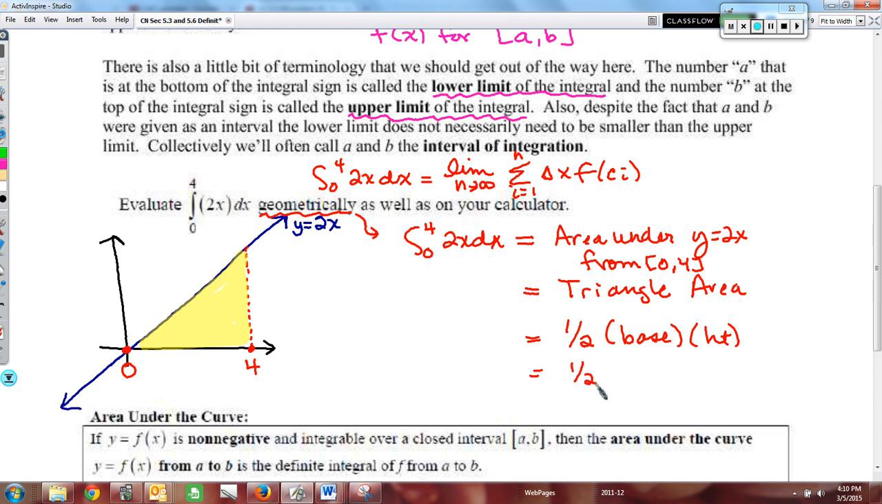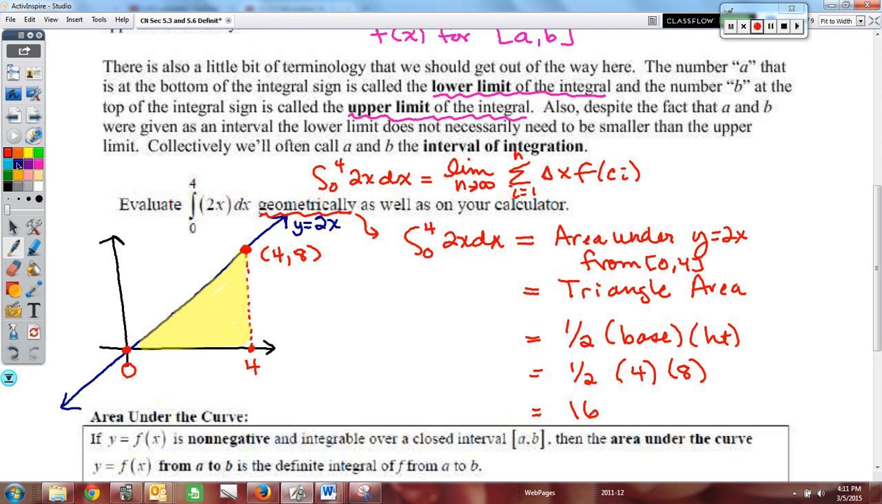My base in this is going to be 4. And if I calculate the height of this section over here using the function, at 4 the y value is 8, so it's going to have a height of 8. And so I can see that the area of that triangle is 16. So I have evaluated this definite integral using easy geometric concepts, and the answer is going to be 16.